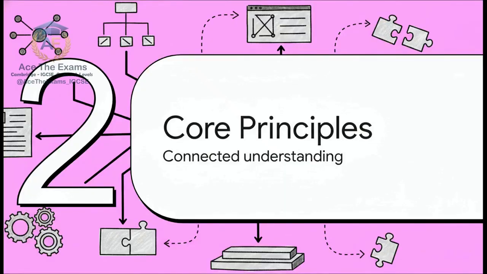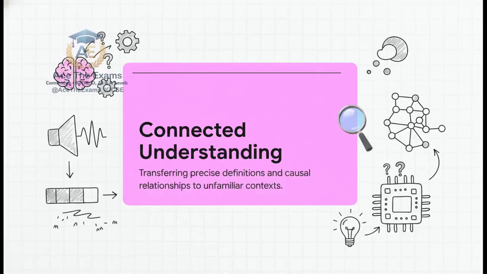Moving right along to Section 2, Core Theoretical Principles. Let's talk about building a connected, conceptual understanding. Simply put, you must be able to take established principles like systematic analysis and evidence-based reasoning and apply them to new, completely unseen problems. This is what Cambridge refers to as connected conceptual understanding.